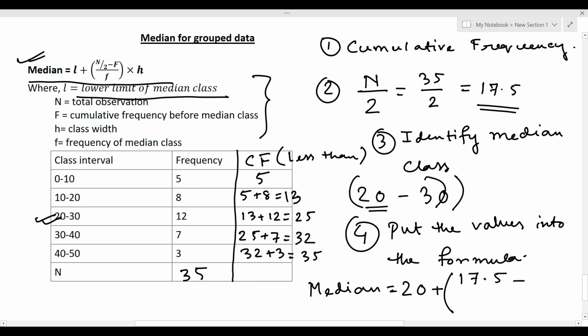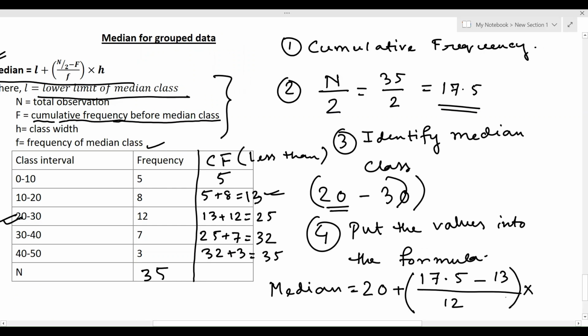17.5 minus capital F. What is F? F is the cumulative frequency before the median class. Our median class is 20 to 30. So capital F will be the cumulative frequency before the median class. So it is 13, divided by small f, that is the frequency of the median class. The frequency of the median class is 12, into h, which is nothing but the class width. Here the class width is 10.